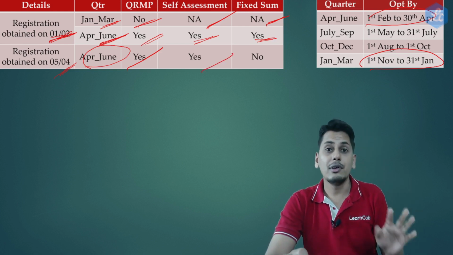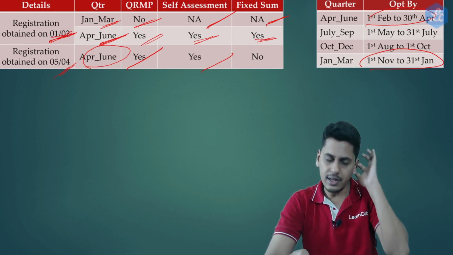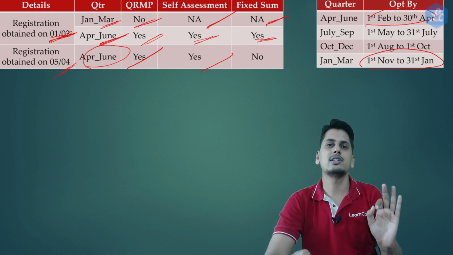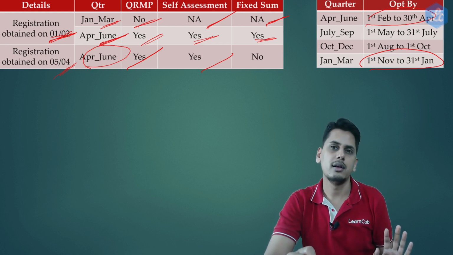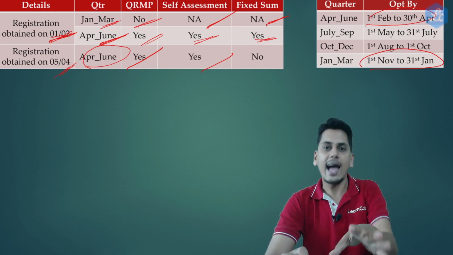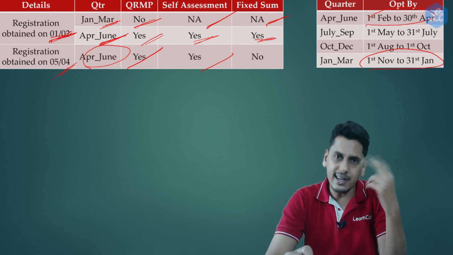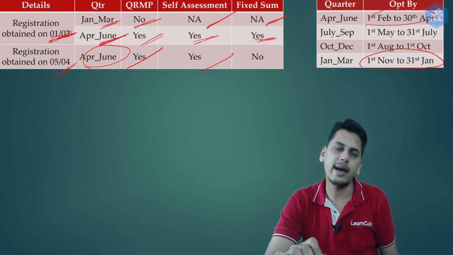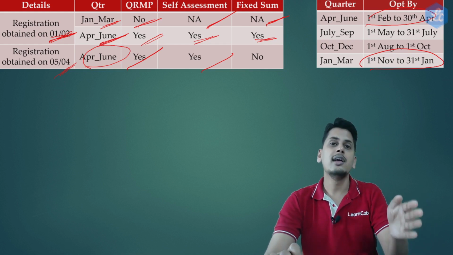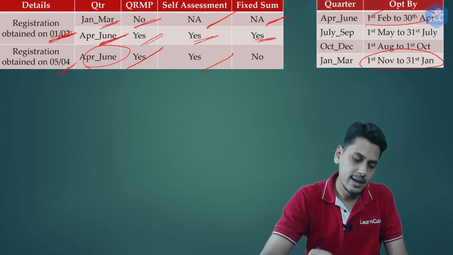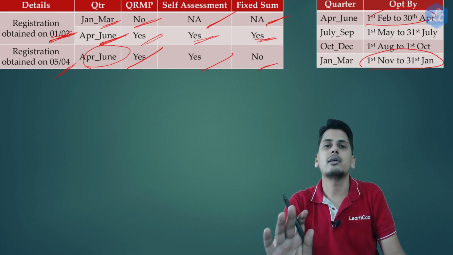Yes. Whether fixed sum is possible? Friends, does he have any history? The answer is no. He obtained registration on 5th of April. He wants to deposit an amount in the cash ledger for the month of April. Preceding that, has he filed any return? The answer is no, because he started his journey as a registered person only from 5th of April. So therefore, the special procedure is not possible.